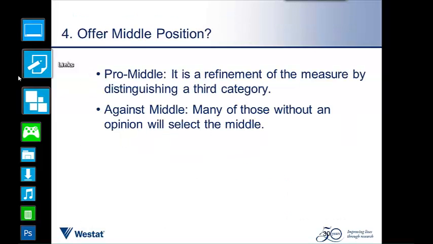So arguments in favor of offering the middle condition: it helps you refine the measure. It distinguishes a third category, which may be a very legitimate response in people's minds. And the argument against the middle position is that many people who don't have an opinion about the topic will just end up putting themselves in that middle condition.